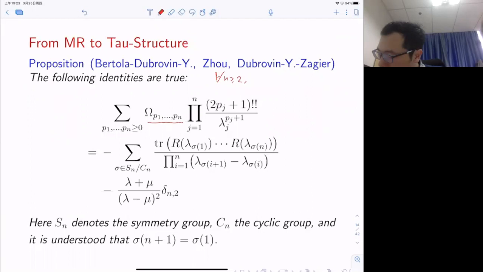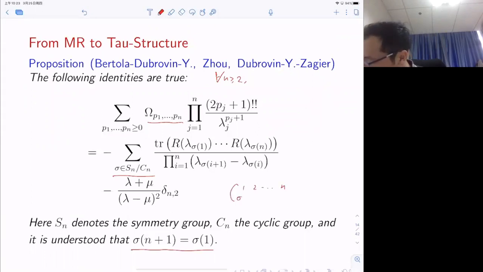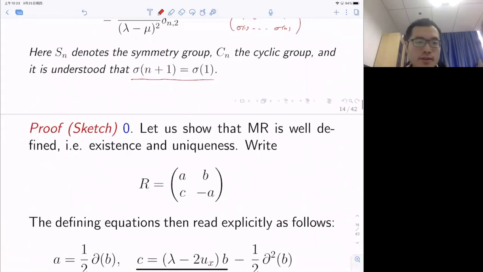Here the summation is over the symmetry group quotient the cyclic group. For an element sigma in the symmetry group, we consider sigma n plus 1 equal to sigma 1, so it gives the permutations, 1 to n and sigma 1 to sigma n. It is a summation over all the permutations. Let's first prove this proposition.